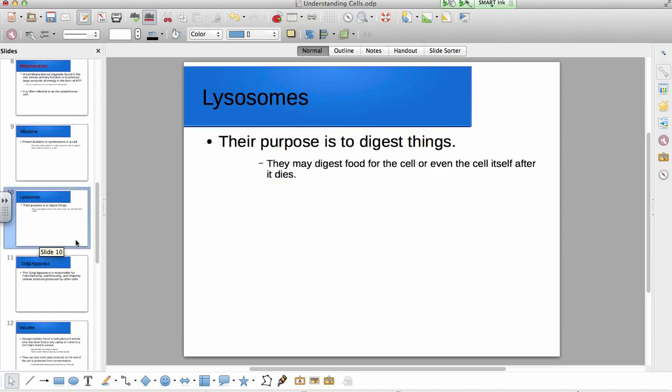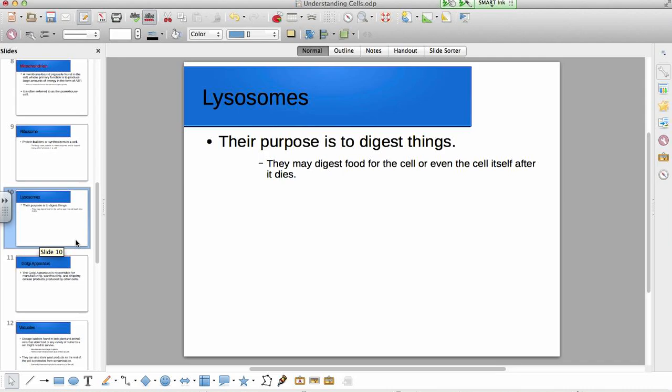Lysosomes, their purpose is to digest things. They may digest food for the cell or even the cell itself after it dies. And that's kind of an important thing to understand about it. We'll talk about that in a minute. But again, lysosomes are basically like the trash compactor of the cell, right?